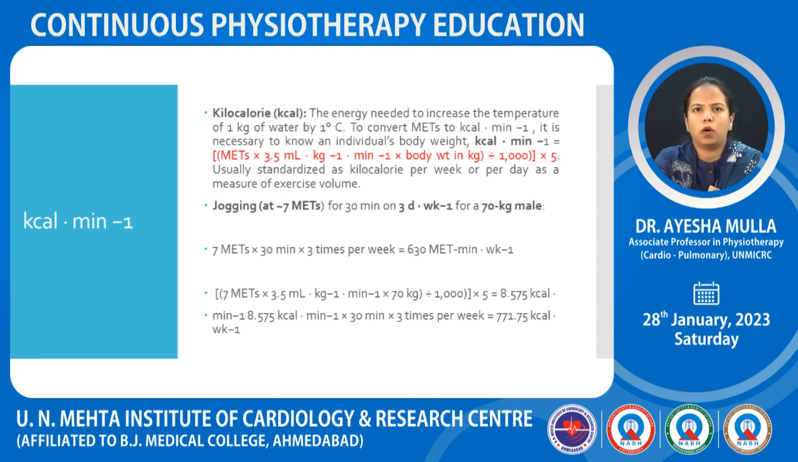So in the formulas and calculation below we can see that the 7 MET is multiplied by 3.5 and this for a 70 kg person, for example, because here they have taken the example of jogging at the level of 7 METs for 30 minutes for 3 days per week, and the person performing the jogging weighs 70 kg. So 7 MET into 3.5 into 70 kg divided by 1000 into 5, we'll get 8.575 kilocalorie per minute, but the person is doing it for 30 minutes and 3 times per week, so we'll get 771 kilocalorie per week energy expenditure.